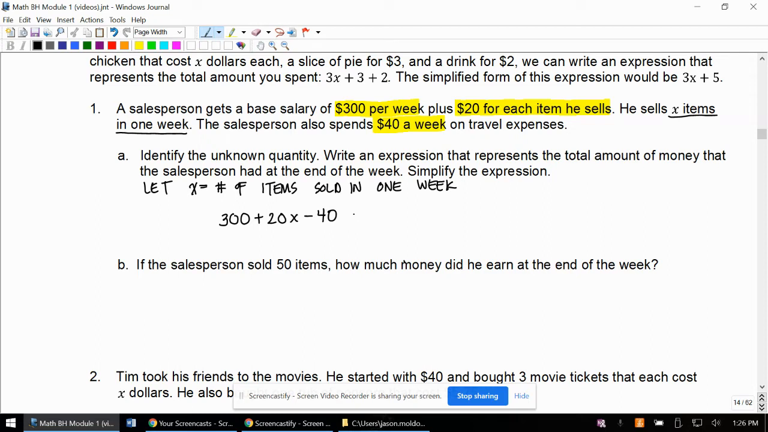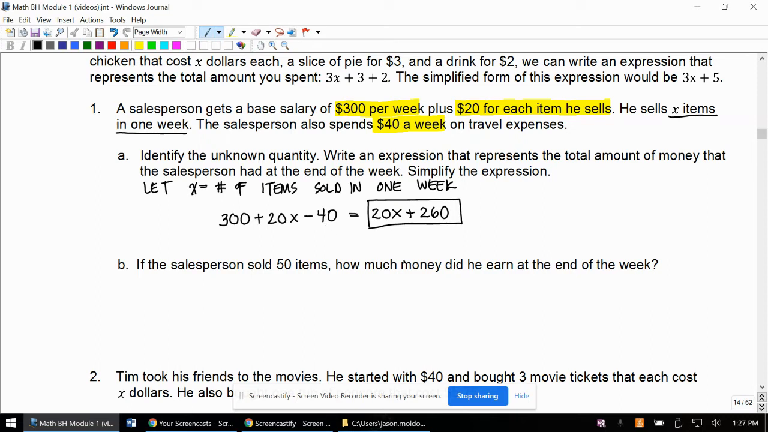And then we're going to combine like terms, and that would be 20x plus 260. We want to have the x term in front. That is a requirement, and the constant at the end. So this is sort of our draft answer, and then here it is fully simplified.